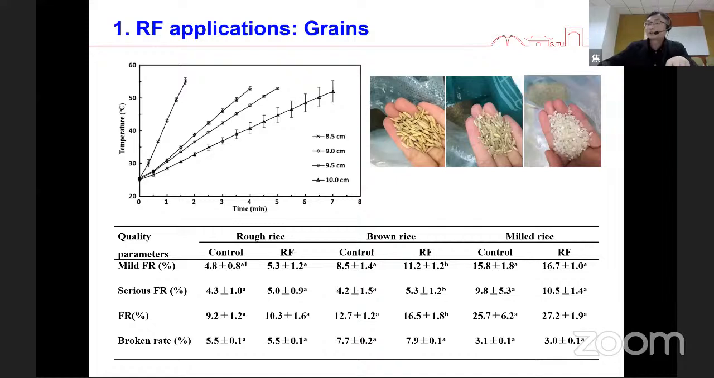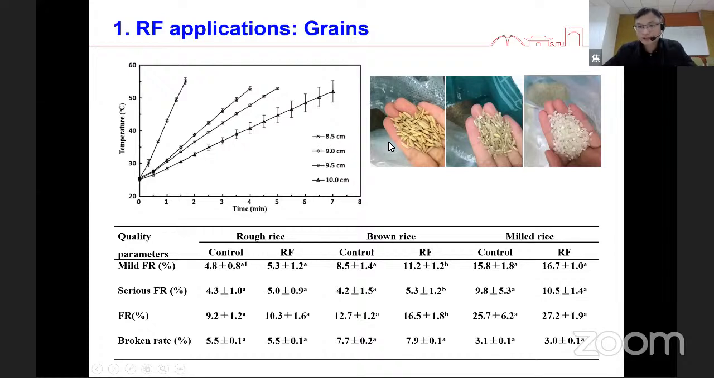Since we know that during the milling process, sometimes the drying temperature we are using is more than 50 degrees Celsius, right? So this temperature is totally okay for the grains. It won't cause serious quality loss.